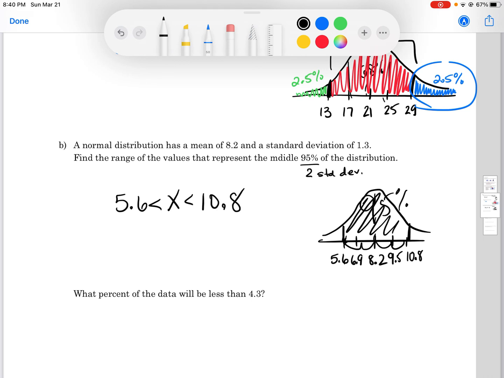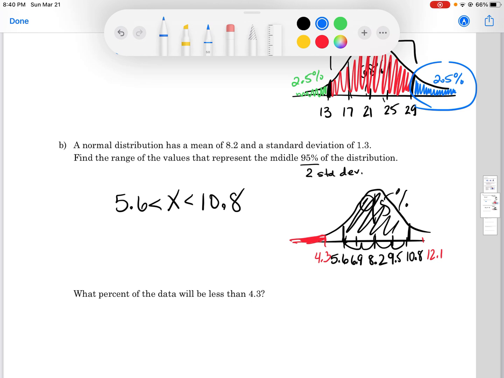All right, what percent is going to be less than 4.3? So let's count this one more time. If we take this and go one more standard deviation to the right and to the left, let's see, 1.3, that's going to give us 12.1. To the left, that's going to give us 4.3. We want to know what's less than 4.3. So that's going to be this little space in here.